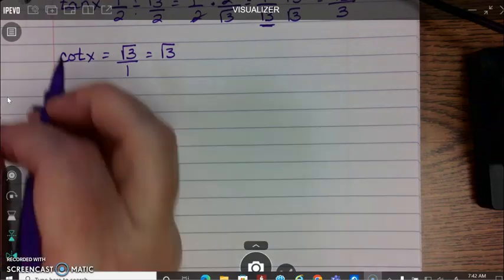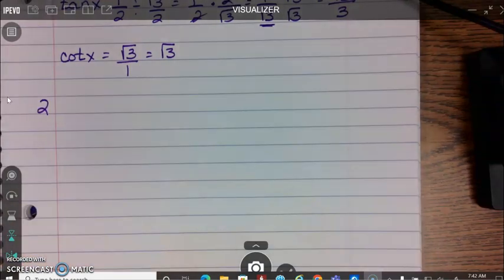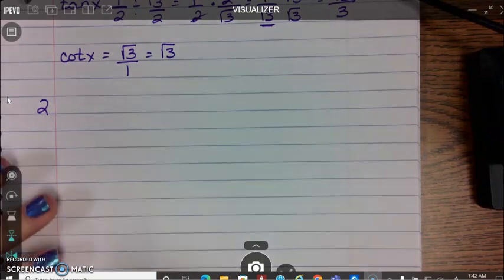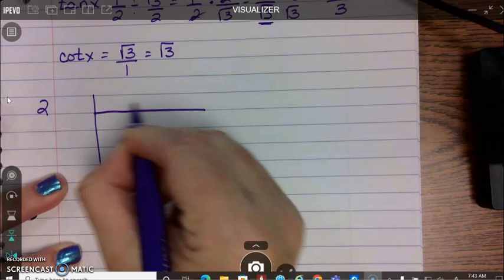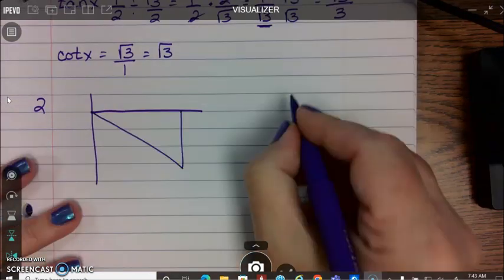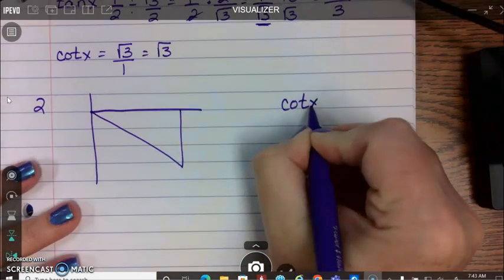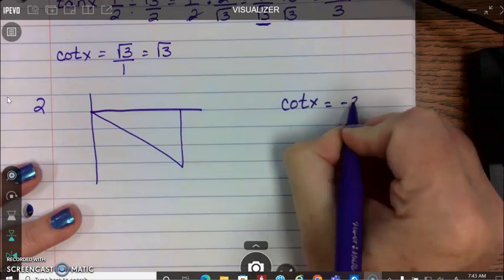That was a long number 1, wasn't it? So number 2, if cotangent is in quadrant 4. So here we go. Quadrant 4. So they tell us cotangent is negative 2 over 3.